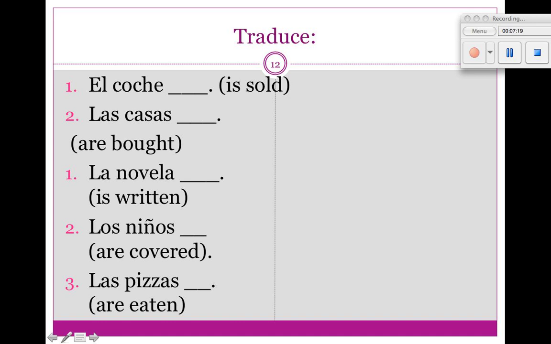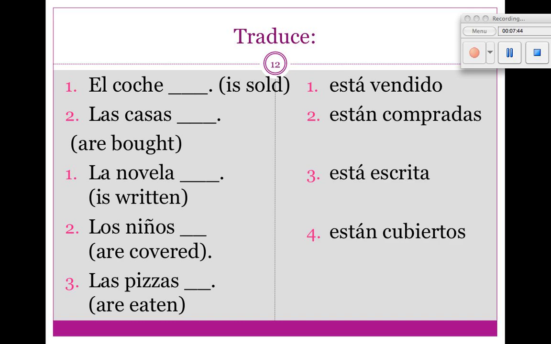Okay. Here's another little practice. So what you're going to try to do is you're going to use the verb estar with all of these. So you'll use whatever form of the verb estar, which is present, based on the word, and then use these as the past participle. So pause it and take a second to try to write them out. Some of them are irregular. I'm going to move on. Está vendido, están compradas, escrita, cubiertos, comidas.